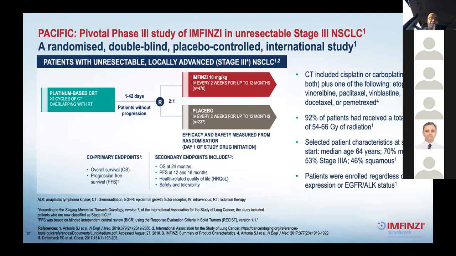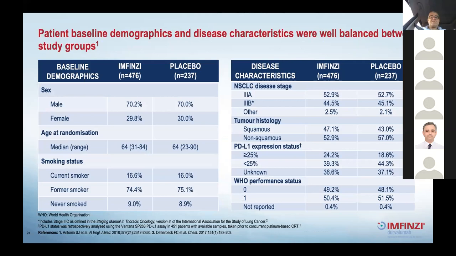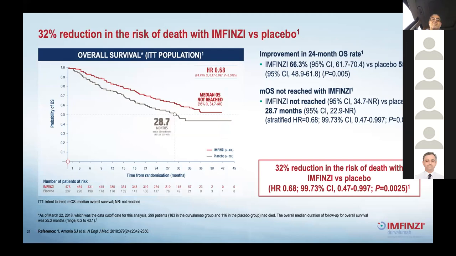Selected patient characteristics at study start: median age 64, 70% male, 53% stage 3, and 46% squamous. Patients were enrolled regardless of PD-L1 expression or EGFR and ALK status. You can see clearly that the two arms of the study were really well balanced, from sex and age at randomization, to smoking status, disease staging, tumor histology, PD-L1 expression status, and WHO performance status.